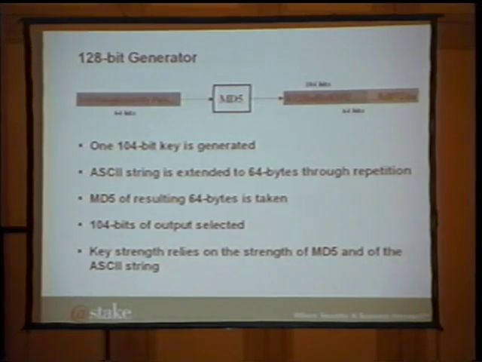In the next step, the MD5 of this buffer is taken, which results in another 64 bytes. And of this, only the first 104 bits, or 13 bytes, are used, which is shown in the green there. So this generator is actually pretty good. The key strength relies on the strength of MD5, which so far has a pretty good record, and the entropy of the string that's entered. And this is the property that we like to have in a key generator.